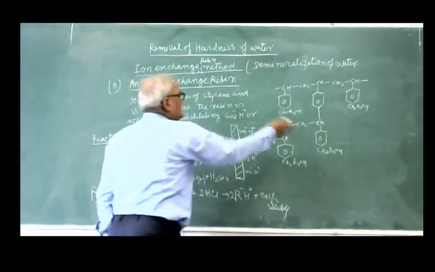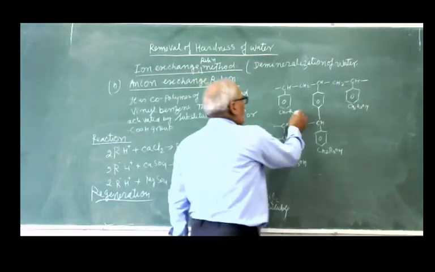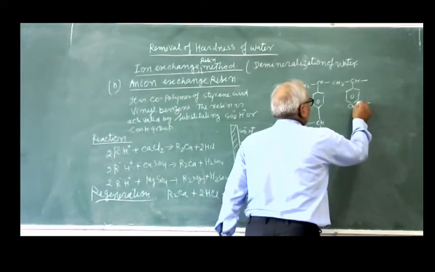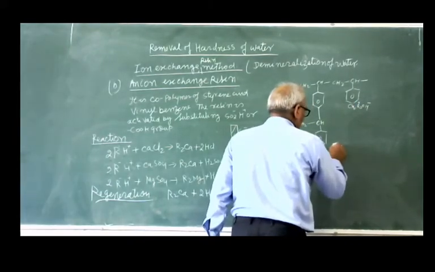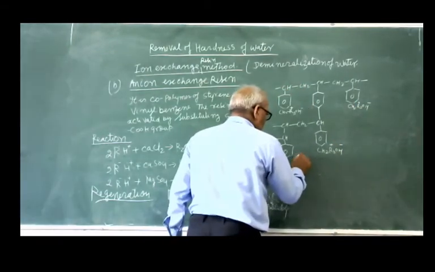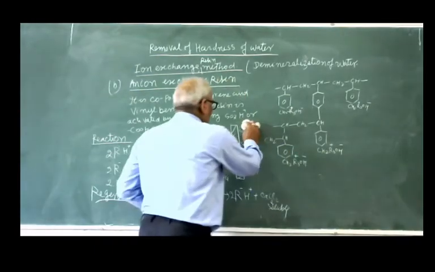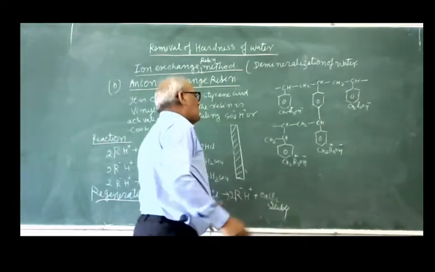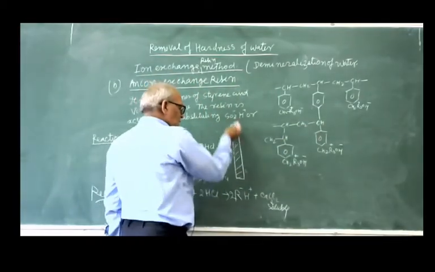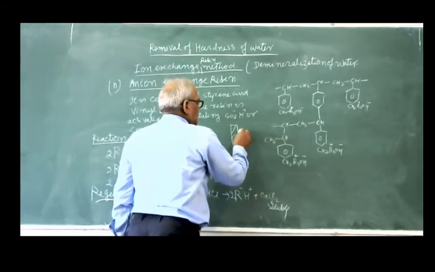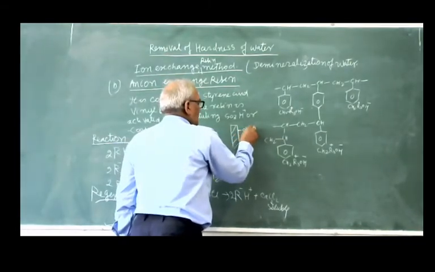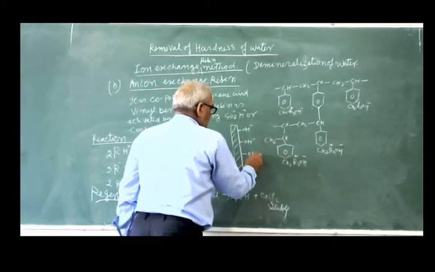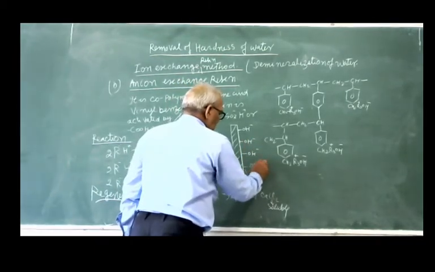Why do we say it is an ion exchange? This is the OH minus and this is the plus. And here, suppose the hard core of the polymer is this one. This is the R, and here it is OH minus, OH minus, OH minus, OH minus.